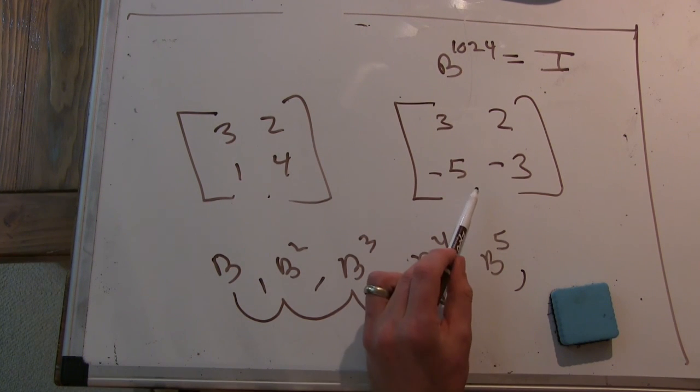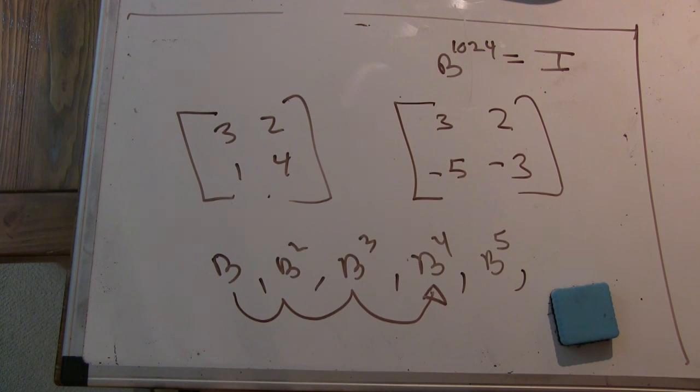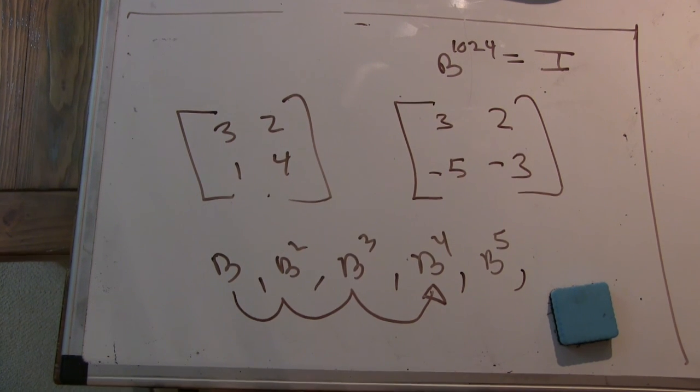So this one goes in a cycle. This one just gets larger and larger and larger. Now we'll look at the next interesting example.